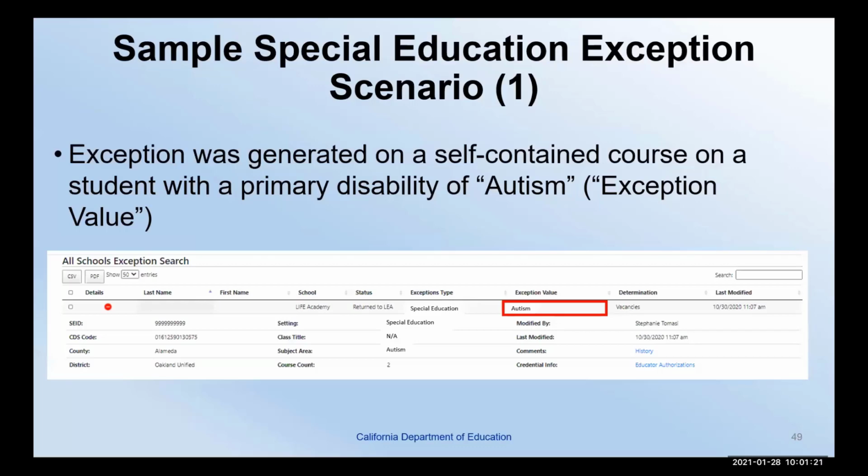Okay, so here's a sample scenario. In this case, our special education exception was generated on a self-contained course for a student with a primary disability of autism. So you're looking in the exception value. Anytime you have a special education exception, the exception value is generally going to be a primary disability for which that teacher is not appropriately authorized.